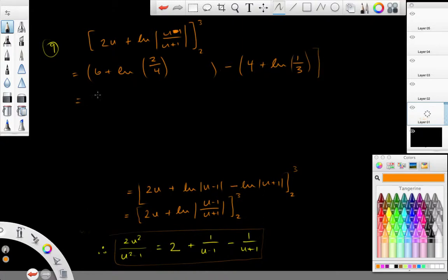6 take away 4 is 2, and then we've got log of a half plus log of a half minus log of 1/3. Well, that's divided there, so that's going to be plus the log of a half divided by 1/3, which is the same as times by 3 over 1. That's going to give us 2 plus the natural log of 3 over 2.